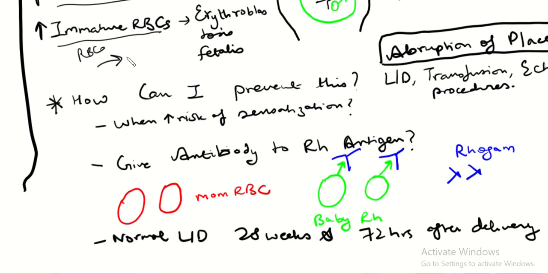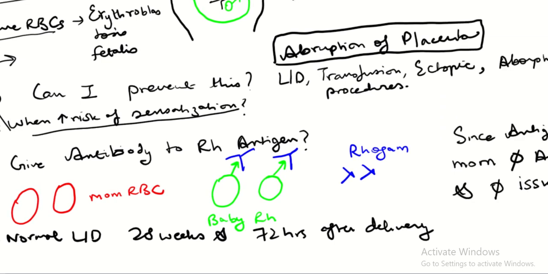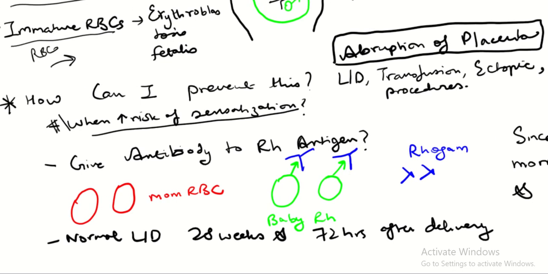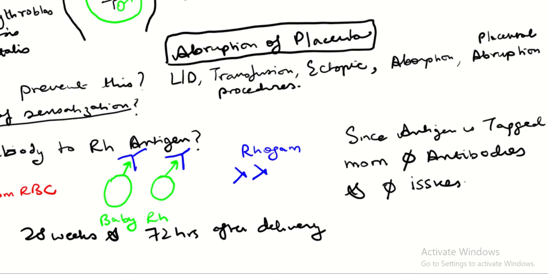How can I prevent this? So when we are thinking about preventing it, there's two questions to ask. First, when is there increased risk of sensitization? Because what we are doing is sensitizing mama to Rh positive blood. So when are we doing that? Whenever the placental barrier is broken and the blood from both sides can intermingle. Or we give mommy, we expose her body to Rh positive blood. Those are the two possibilities.